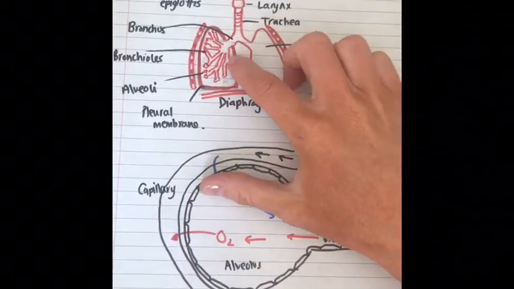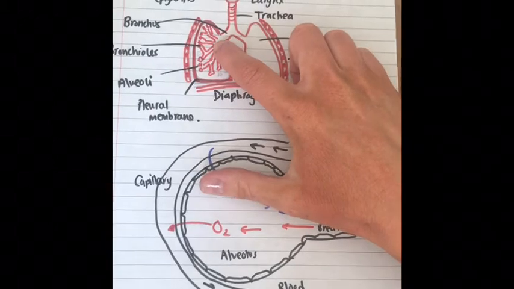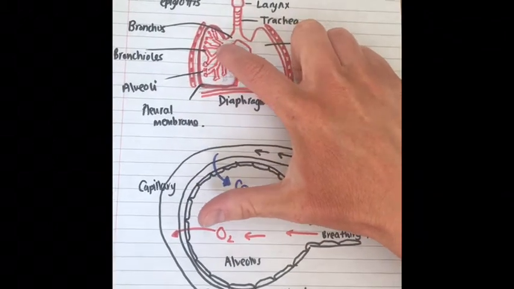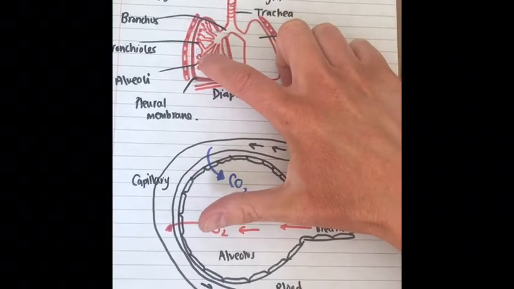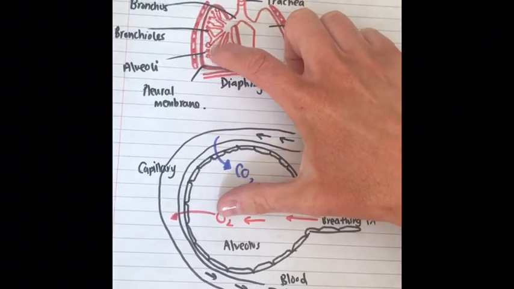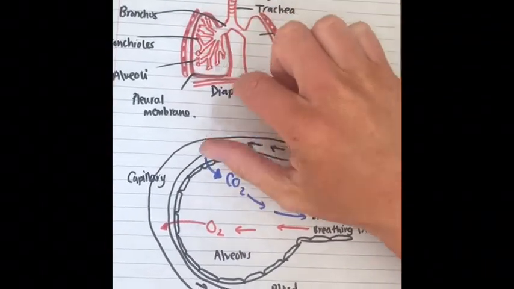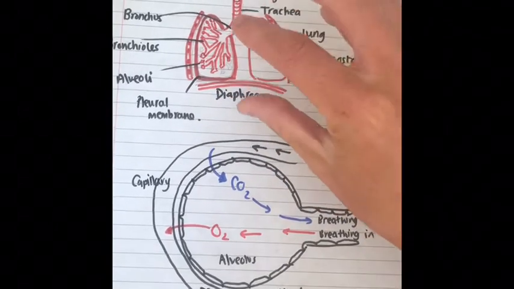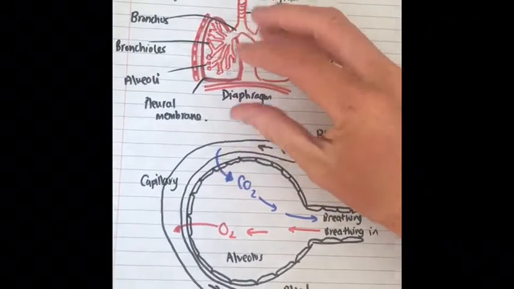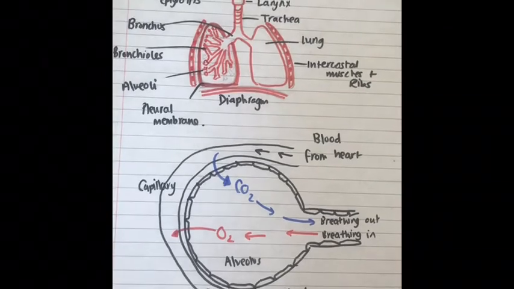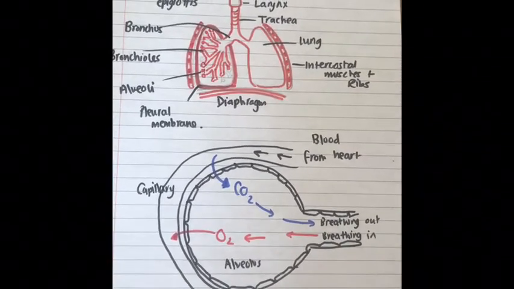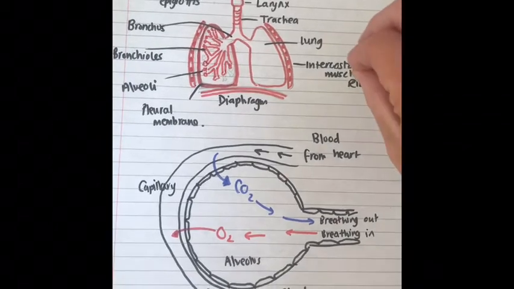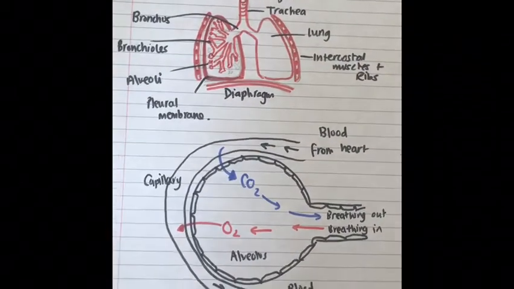Inside the lung, the bronchus divides further into the bronchioles, and then the bronchioles divide further into the alveoli. A singular is alveolus. So the alveolus is the actual unit of gas exchange that allows us to pick up carbon dioxide from our blood system to breathe out, and take in oxygen into our blood system for us to transport it all around our body.